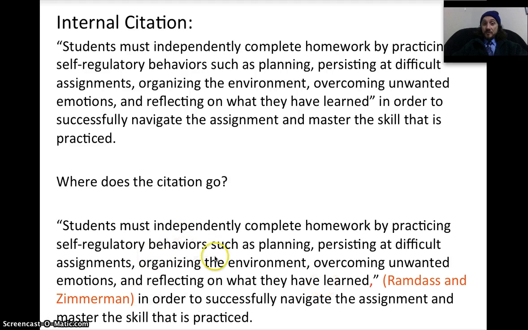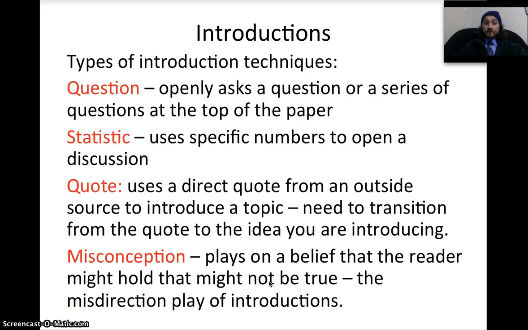It's going to go right after this because this lets you know that this idea is mine, and Ramdas and Zimmerman, these two authors, hold this idea, which is why I put it here. And I put a comma here before I go into the next idea. I could put a comma here as well, or I could put it here instead of there, but I think it looks better if you put it there. So that would be the internal citation. It goes right after the direct quote if the idea that follows is not the author of the quote, but the writer of the paper.